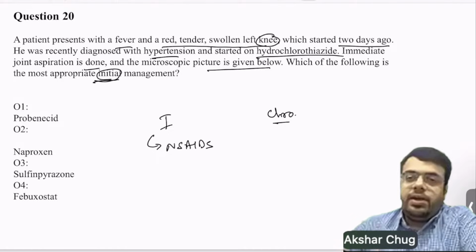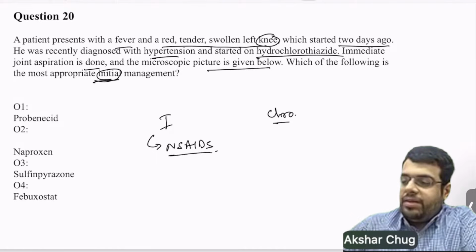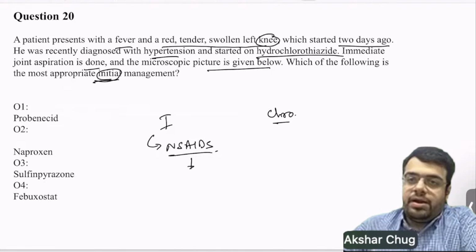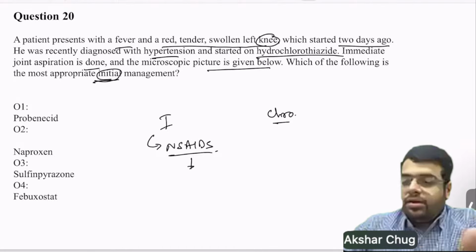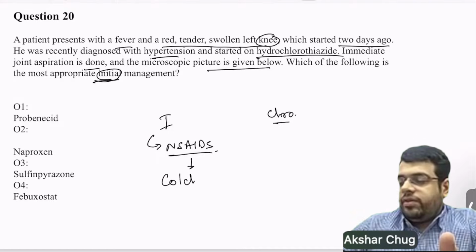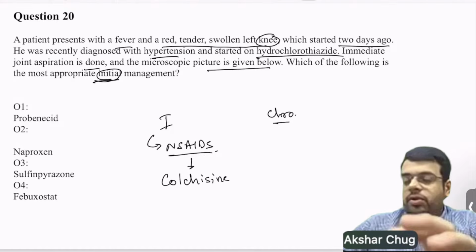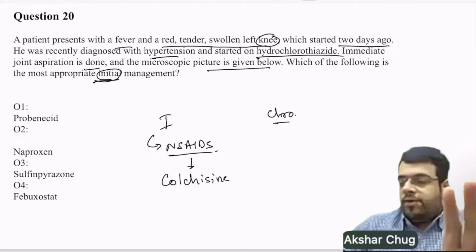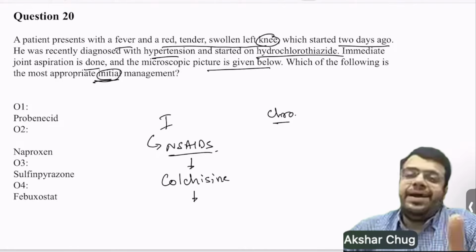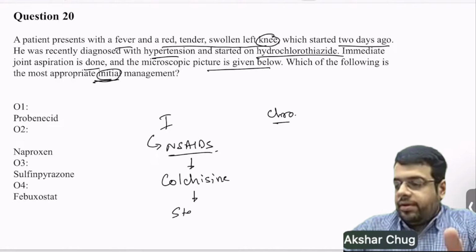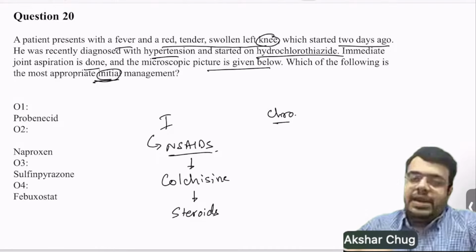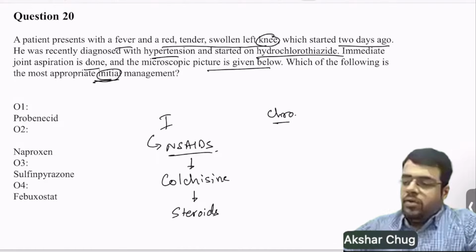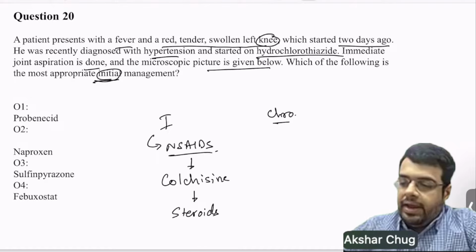In acute gout, the first will remain NSAIDs. Next, if NSAIDs are not tolerated or if they do not produce desired results, then we will move to colchicine. And if colchicine is also not effective, then we will go for intra-articular steroid injection, right? Corticosteroids. So this is the basic management for acute gout. So here the answer would be NSAIDs, which is probenecid.